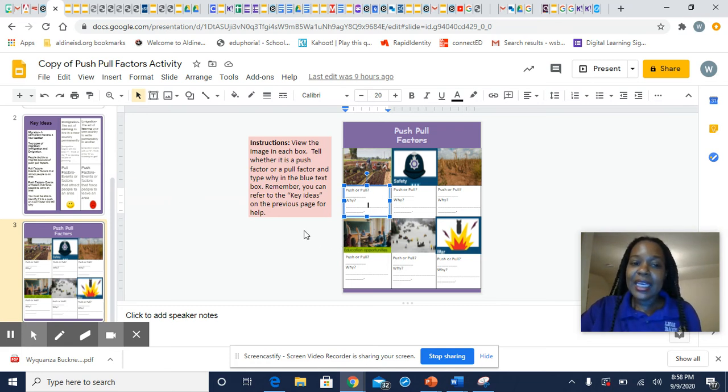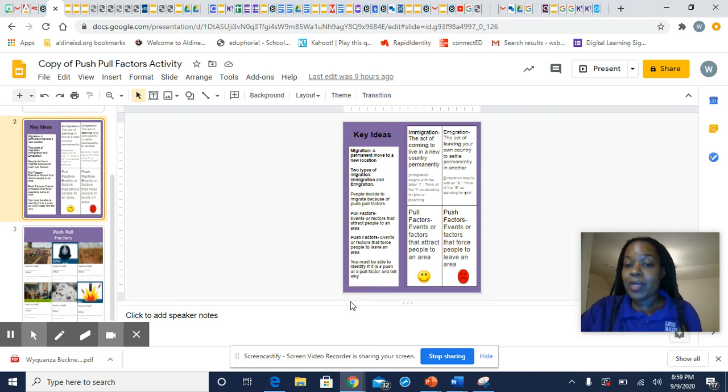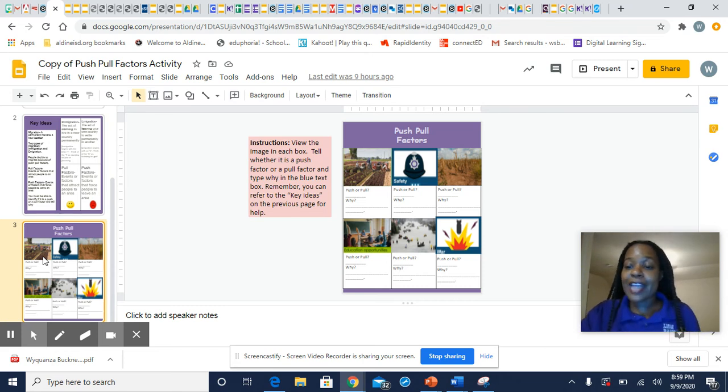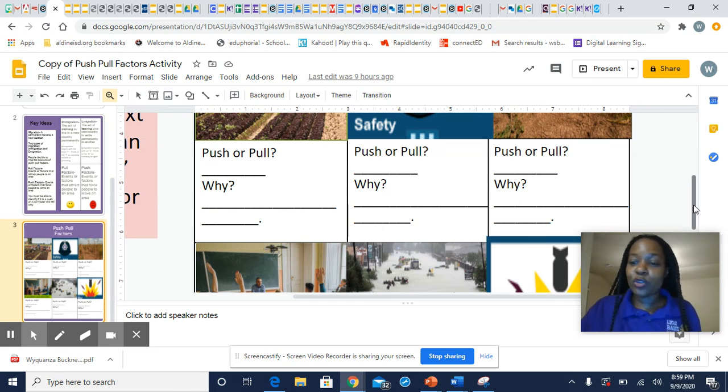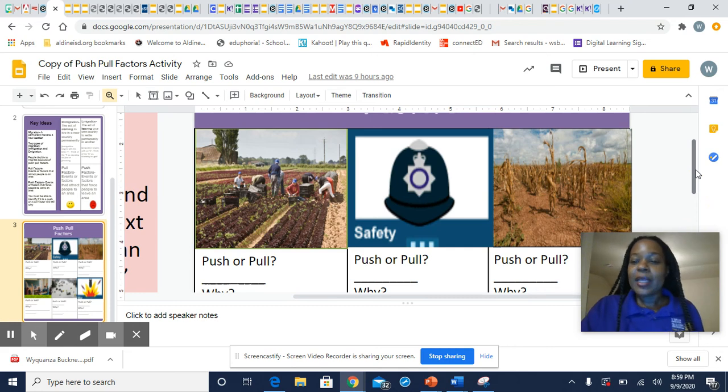Yay! So you write in whether it's a push or pull factor and why. And then if you're having trouble, you can go back to the key ideas page, which is right here, to help you to remember: do you think it's a pull factor, smiley face, or do you think it's a push factor, sad face? And if you need to go further, you can go back through the Nearpod and it can help you by going through those images again. So I have 6 images. I'm going to make them bigger by zooming in. Awesome. And now I'm going to move this up. Great.